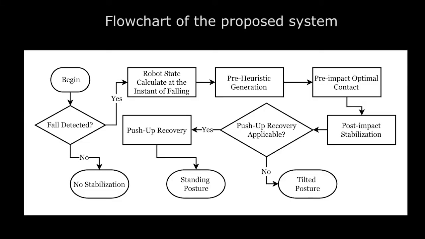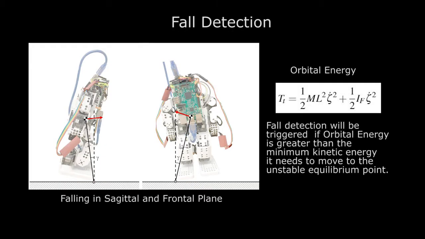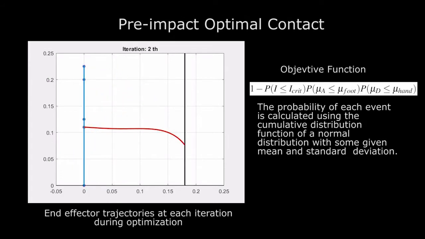Here we have four main components: fall detection, pre-impact optimal contact, post-impact stabilization, and push-up recovery. Fall detection monitors the robot state online with an inverted pendulum model and computes the orbital energy as the fall prediction indicator. The pre-impact optimal contact uses a direct shooting method with a heuristic start to compute the optimal joint trajectories to minimize the collision impact and necessary friction.